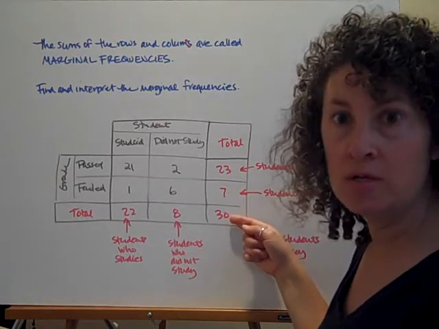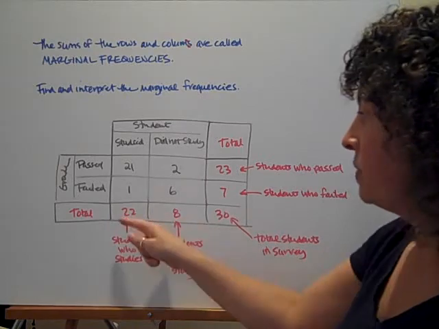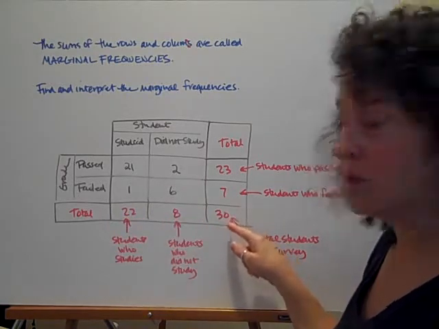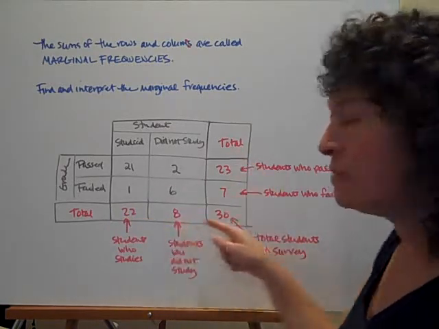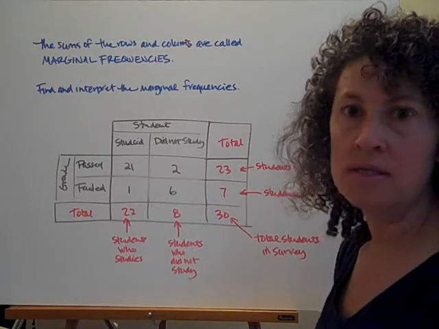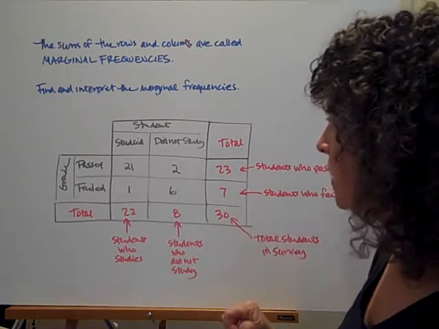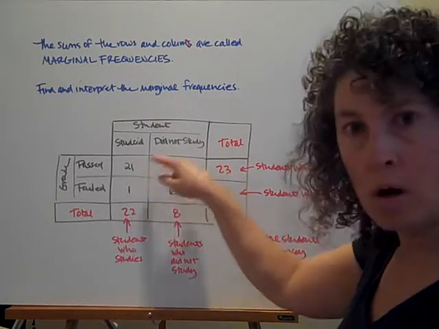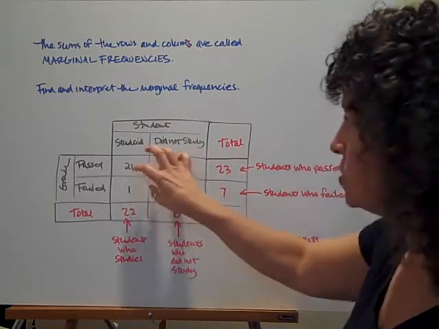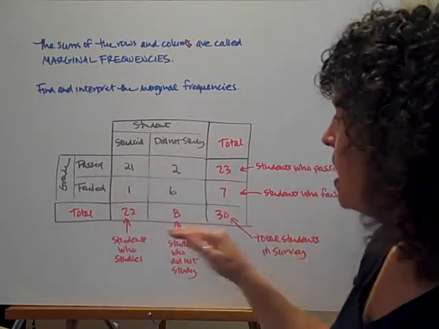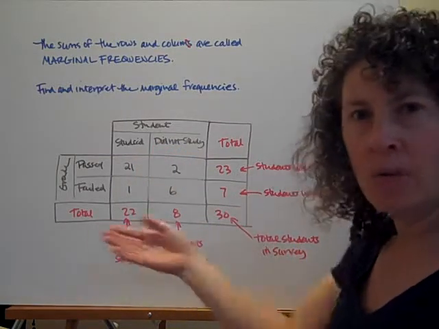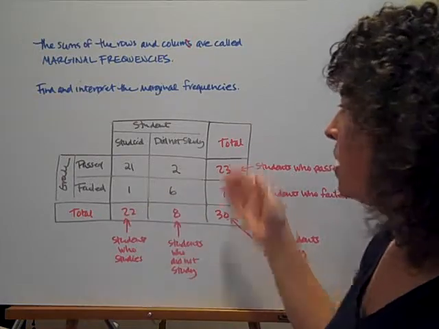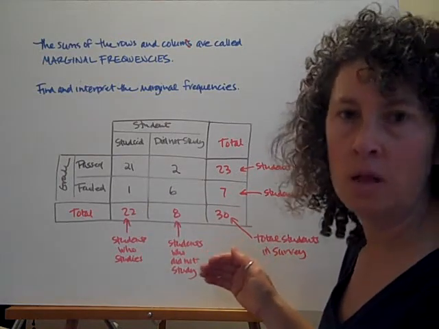I asked 30 kids altogether. And if I go this way, my 22 plus my 8 should also give me 30. So my column and my row should add up to that same sum. So these are our joint frequencies inside my table here. Those are the numbers of people who did certain things. And then my marginal frequencies, and again, think about it in the margins. Those are my totals of each of my columns and my rows.